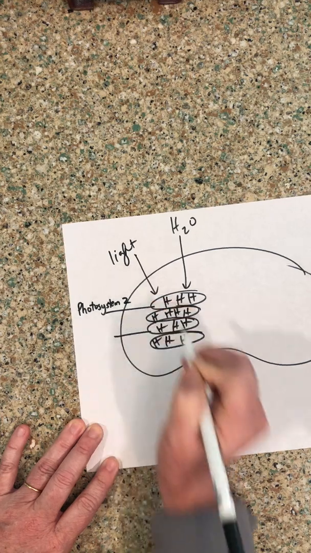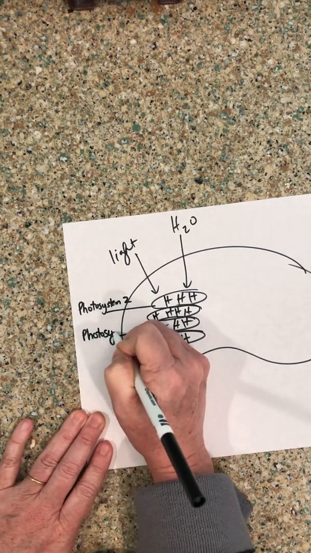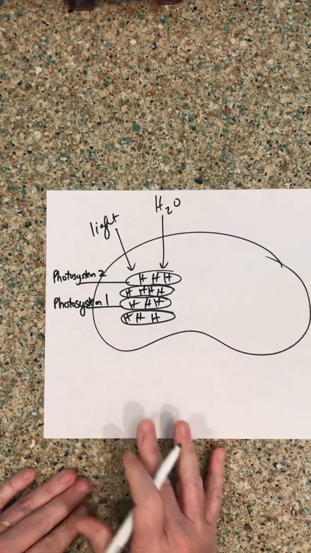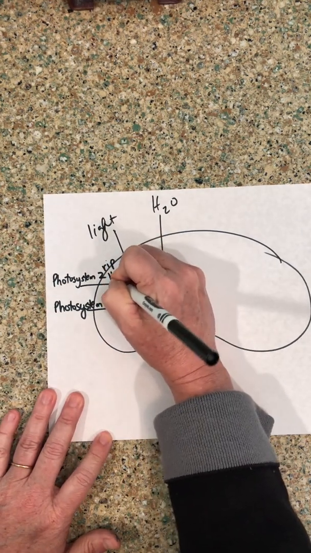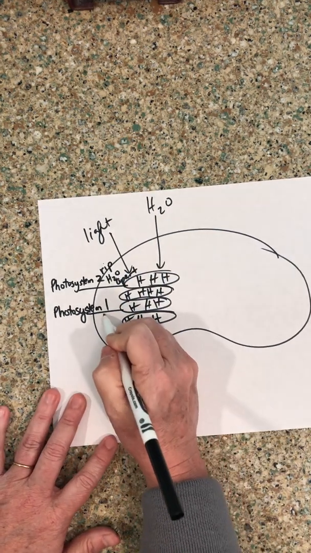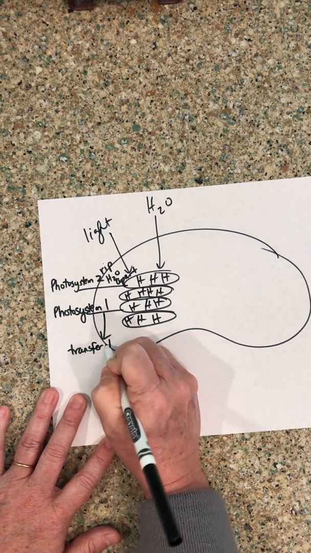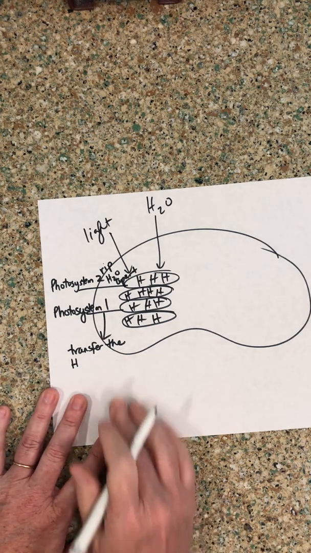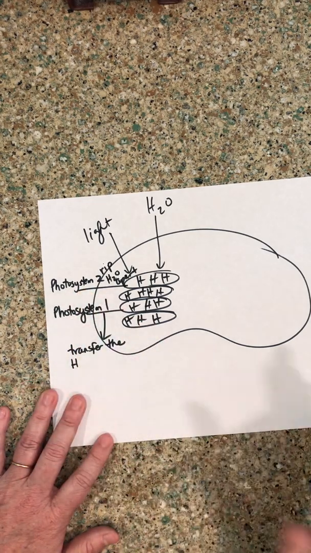Photosystem 2 happens first, and then photosystem 1 happens second. Okay? So photosystem 2 is where you rip the H2O apart. And then photosystem 1 is where we're going to transfer the H, okay? And I'm going to talk about what that transfer of H means, okay? But photosystem 2 happens first.